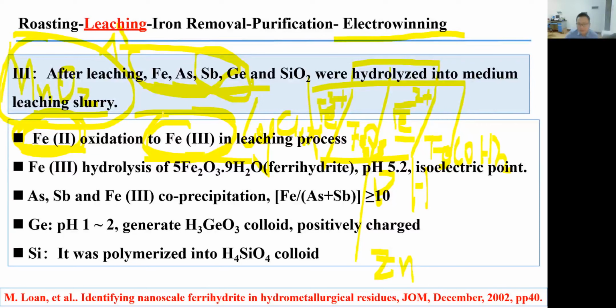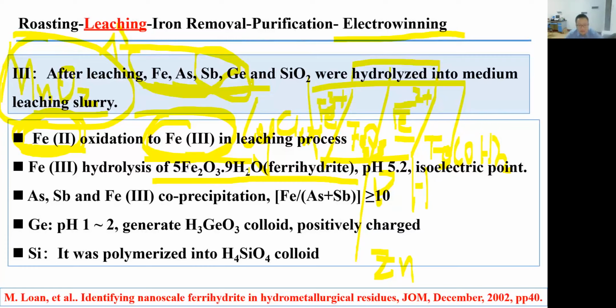And when we have ferric in the solution and the pH value is controlled in the middle, or is higher than the hydroprecipitation pH of ferric iron oxide, it will form ferrihydrate. And 5.2 is the isoelectric point of this ferric hydrate, so it will have the highest precipitation or settling speed. The separation between iron and zinc can be realized partially.